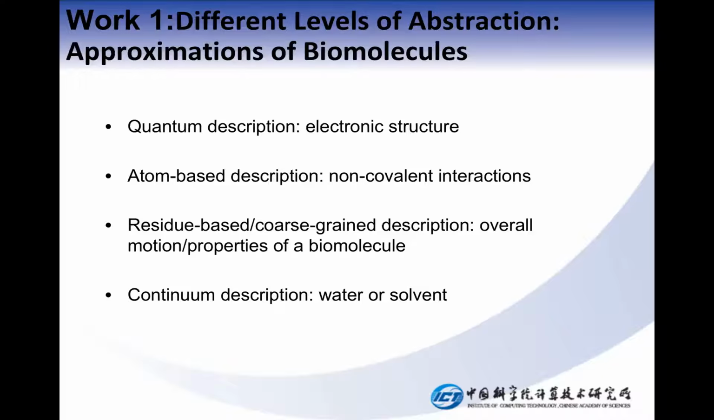The finest way is the quantum description, which captures the electronic structure in detail, but the computational cost is very high. The intermediate way is the atom-based description, which can keep the atomic details. The coarsest way is the residue-based or coarse-grained description, which captures the overall motion and properties of a biomolecule. And the continuum description is widely used in modeling water or solvents.